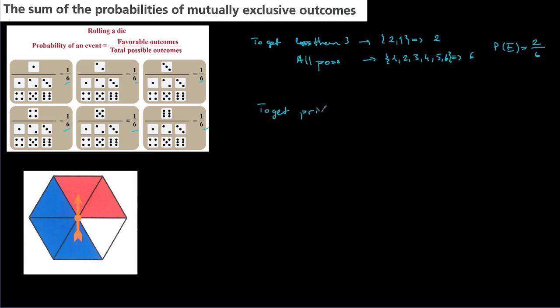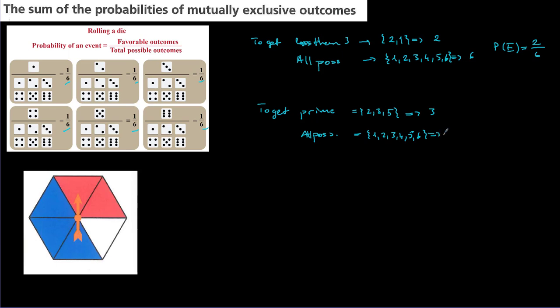Or to get a prime number, you remember the numbers divisible by 1 and only itself, so 2, 3, and 5. So there are 3 numbers here, and all the possible cases are 1, 2, 3, 4, 5, and 6.